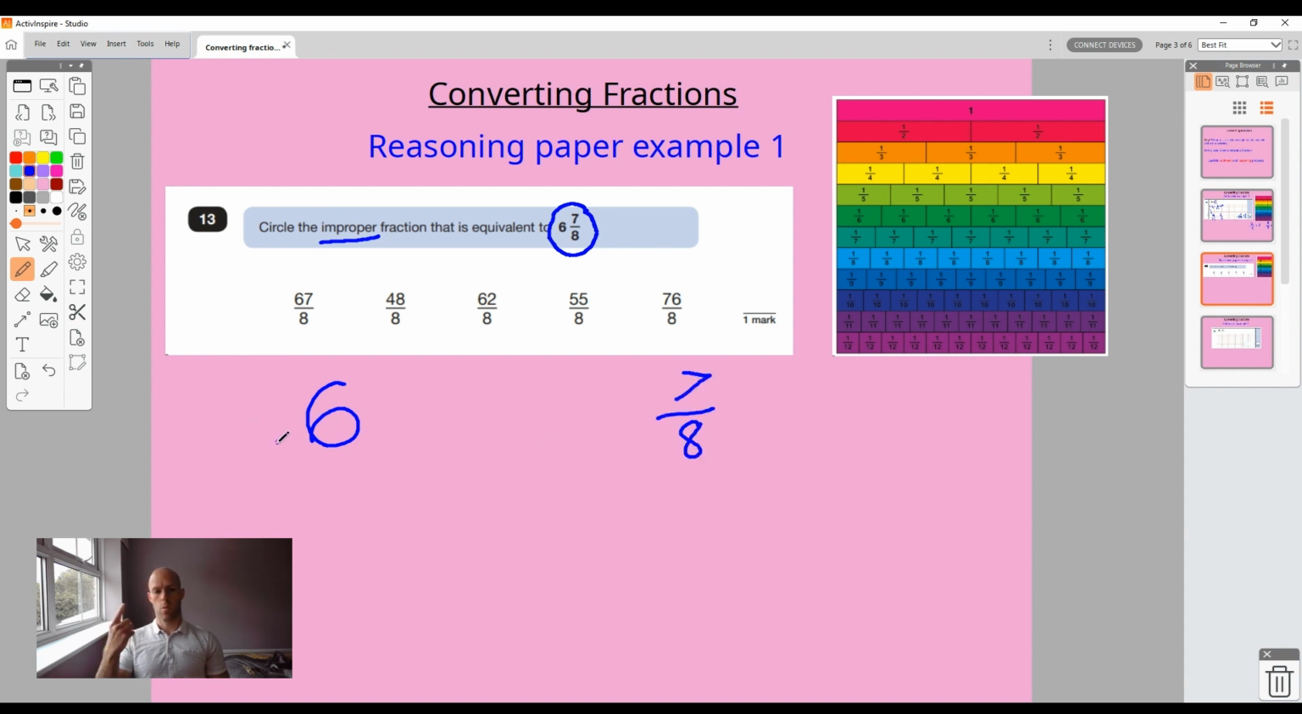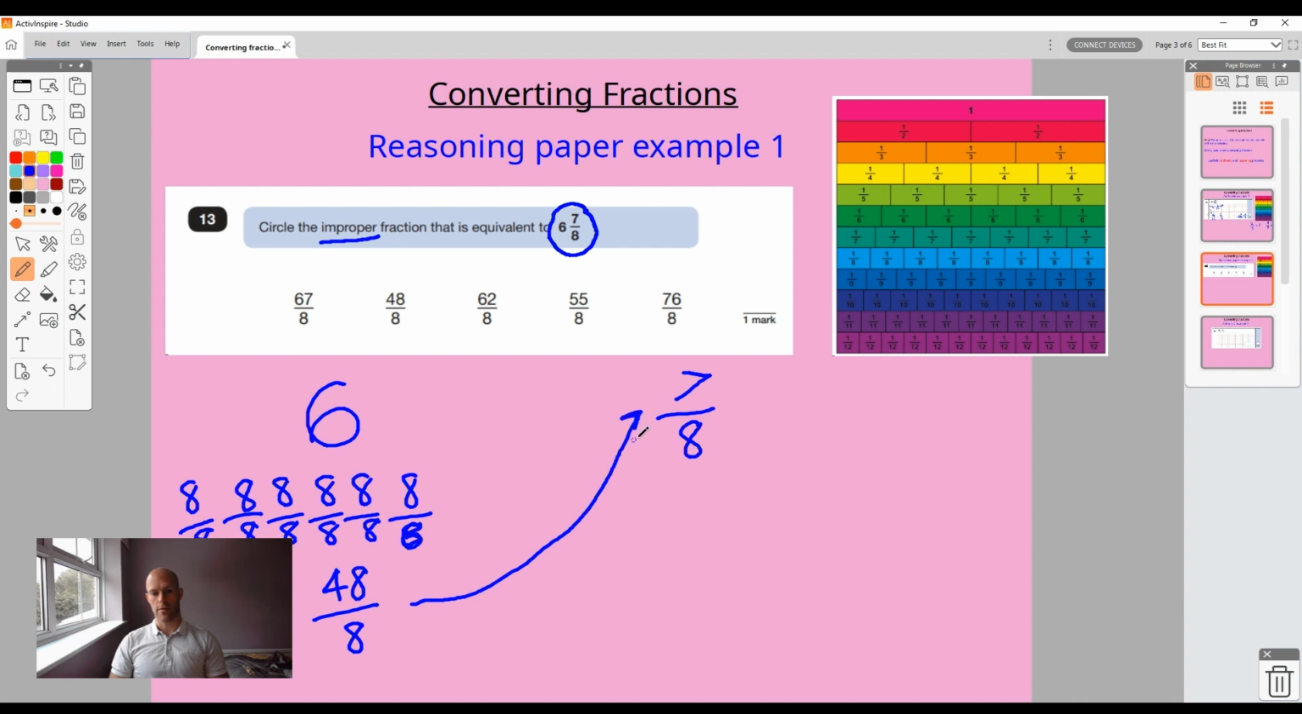If we split a single whole into eighths, we've got 8 eighths. We've got another 8 eighths for 2, 8 eighths for 3, 4, 5, and 6. So we've actually got 8, 16, 24, 32, and onwards. We've got 48 eighths over here. You could just make 8 eighths and do 6 times 8. And we've got our 7 eighths already up here as well.